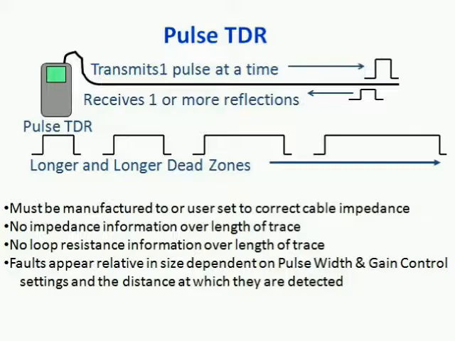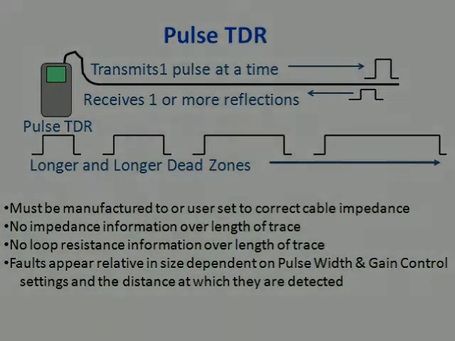They also do not report impedance or loop resistance in actual ohms on the cable or on events. Both readings are important to locate and define events. Faults appear relative in size depending on the pulse width and gain control settings used and the event's detected range.